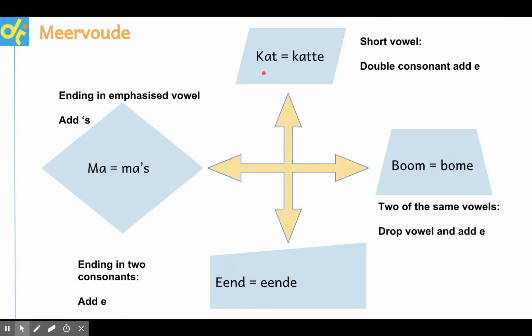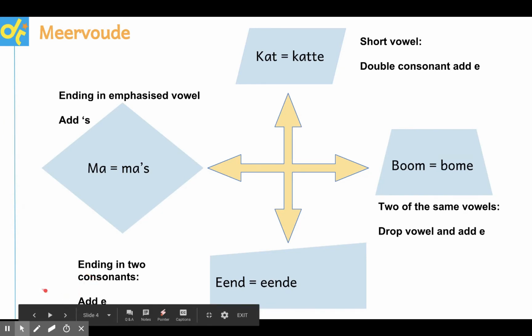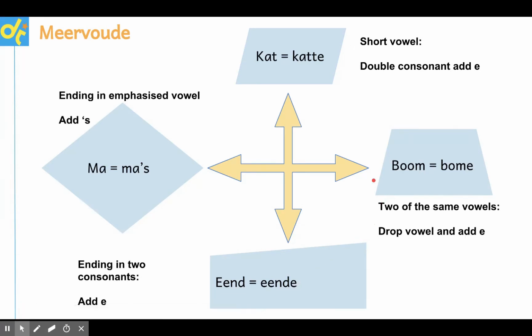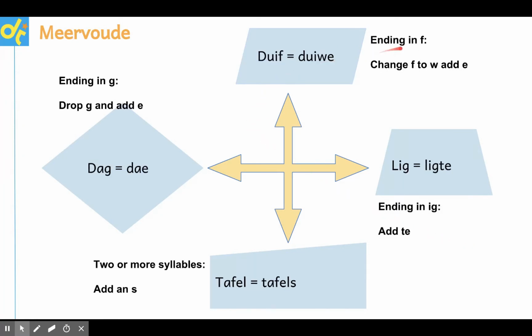If we look at it a bit more intensely: kat, katte, short vowel, double consonant, add the E. Ending in an emphasized vowel, add an apostrophe S. Ma, ma's. Ending in two consonants, add an E. Eend, eende, two consonants. We don't want to add another consonant. When your word has two of the same vowels, you drop a vowel and add an E. Words ending in F, duif, duive, change the F to a W and add an E.